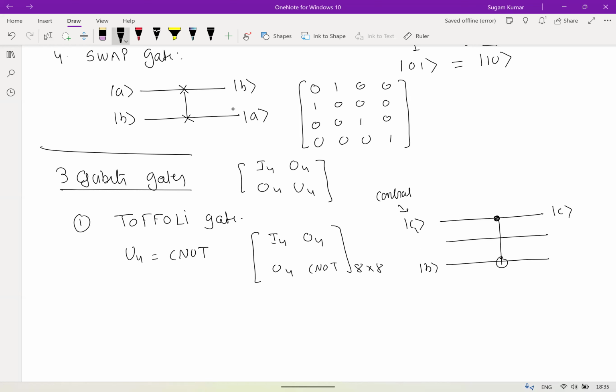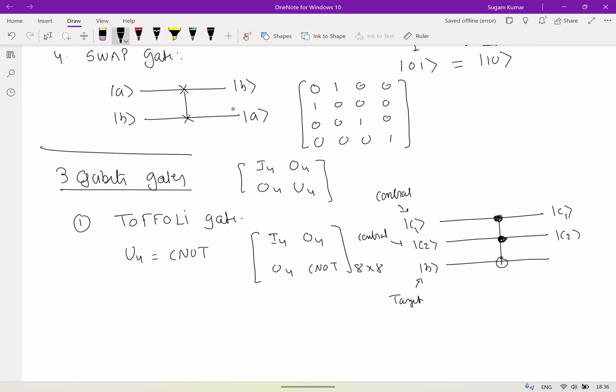Maybe I can call them C1 and C2. This will be another control bit, and then you have a target bit here. In the Toffoli gate, there are two nodes, so the other node will be here. The C1 remains the same, C2 remains the same, and this B is going to change. The target bit is going to change.